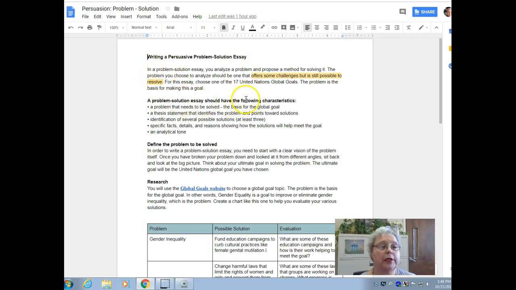Okay, so there's another document on here, writing a persuasive problem solution essay, and I think this is pretty step by step what you should have already started working on and how you will continue to work on it. In a problem solution essay, you analyze a problem and you propose a method for solving it. The problem you choose to analyze should be one that offers some challenges but is still possible to resolve. So for this essay, you were to choose one of the 17 United Nations global goals, and the problem is the basis for making this a goal. So in other words, if the goal is no hunger or zero hunger, then the problem is that people are hungry.